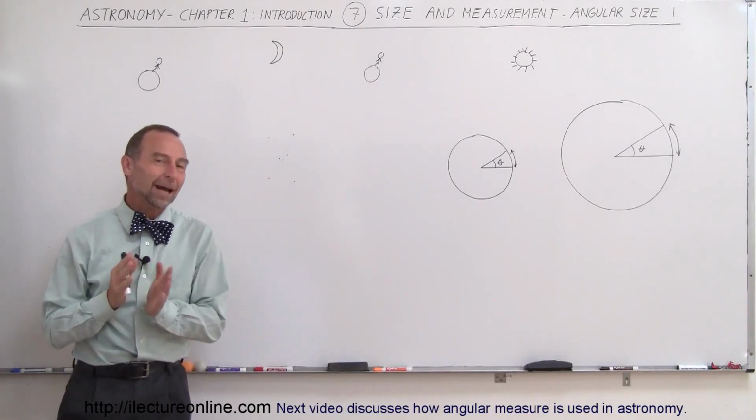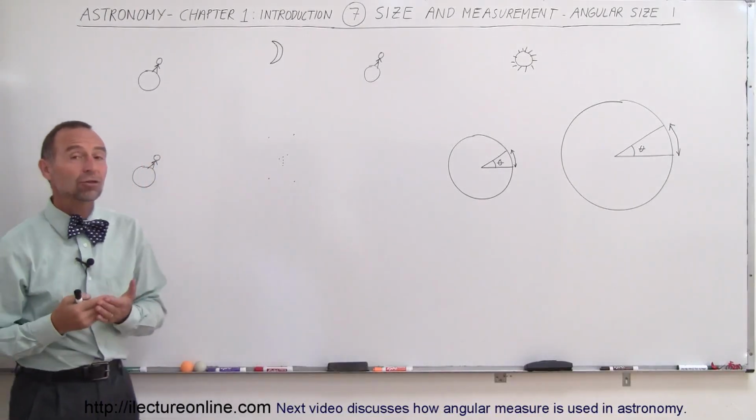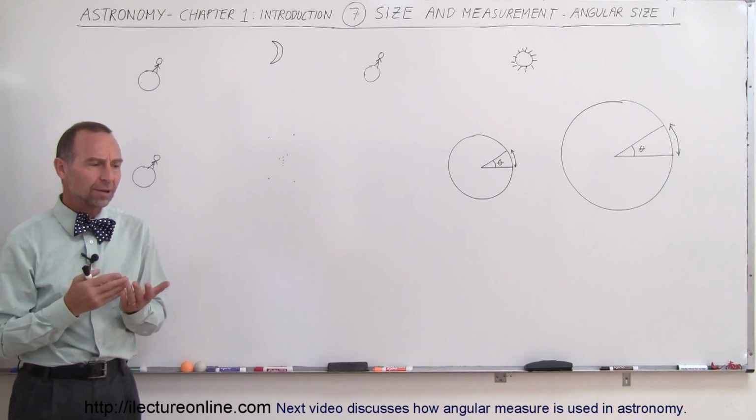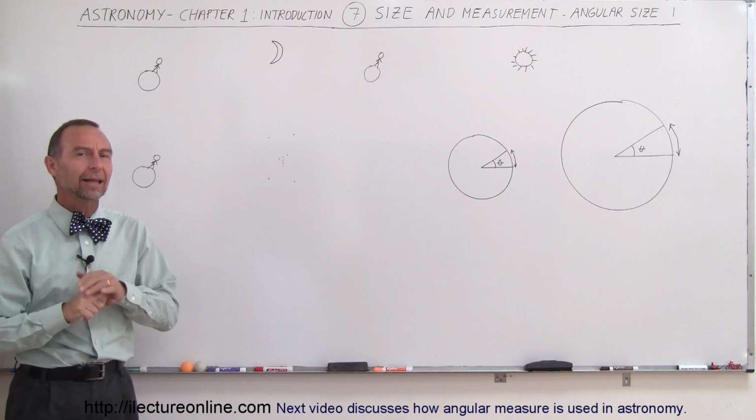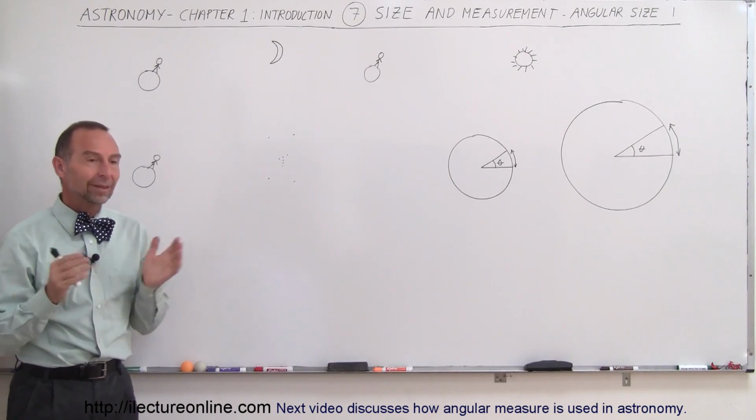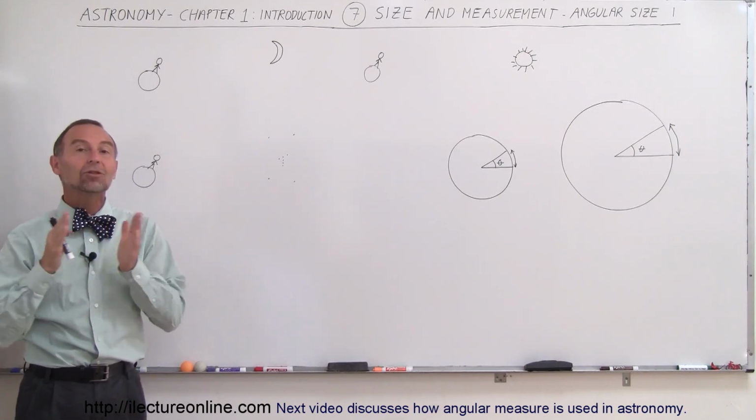Welcome to Lecture Online, and now we're going to take a look at angular measure or angular size. In astronomy, it is very difficult to figure out how far things are, and we'll talk a lot about that in our future videos. But one thing we can do is measure the angular size of objects.